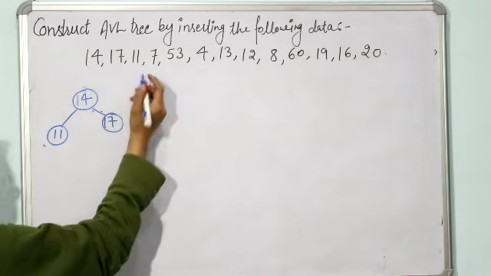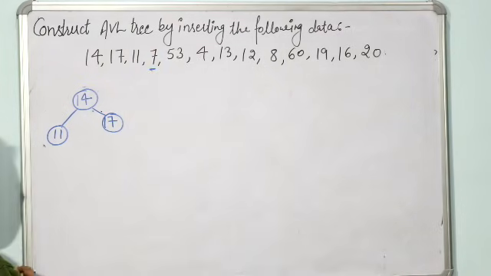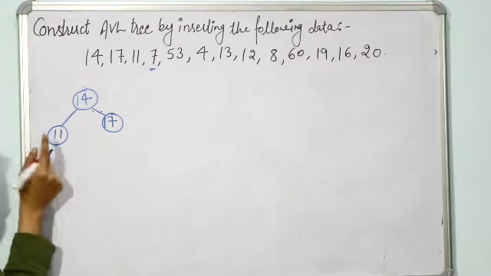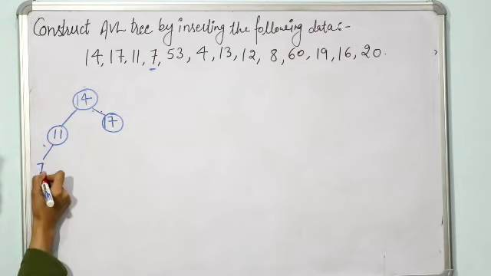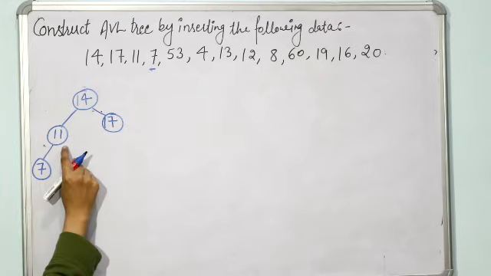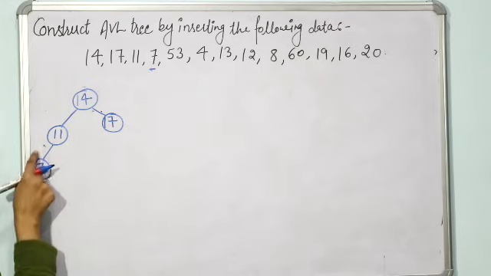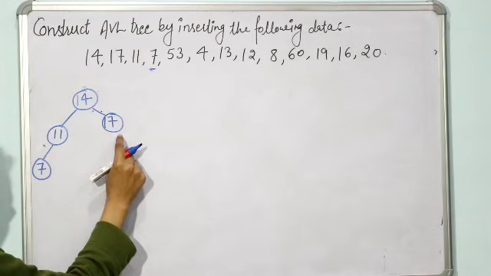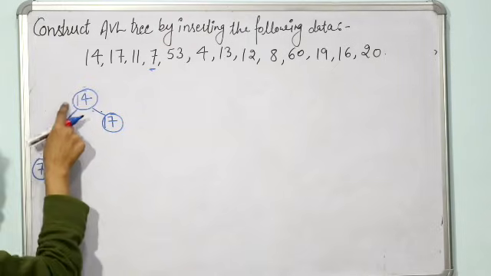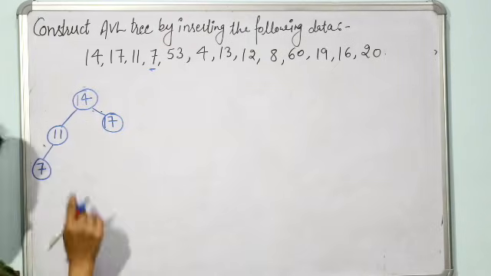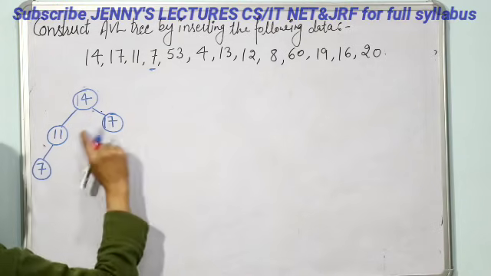Next is 7. Now where would 7 be inserted? 7 is less than 14, less than 11. So 7 would be inserted here only. Now find out the balance factor. Balance factor of 7 is 0. Balance factor of 11 is 1 minus 0, 1. That is also fine. Balance factor of 17 is 0. Balance factor of 14 is height of left 2 minus height of right 1, that is 1. So that is also fine. No need to balance it.